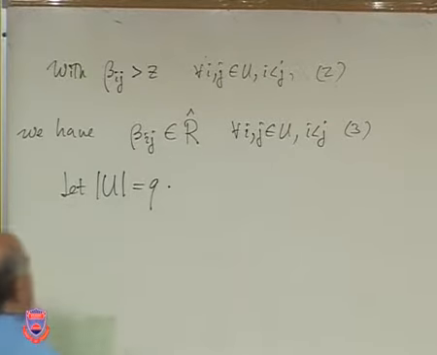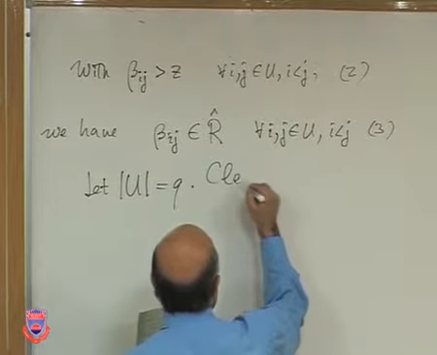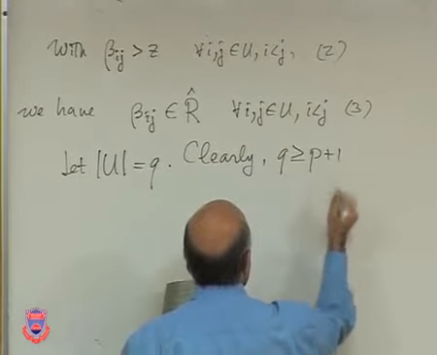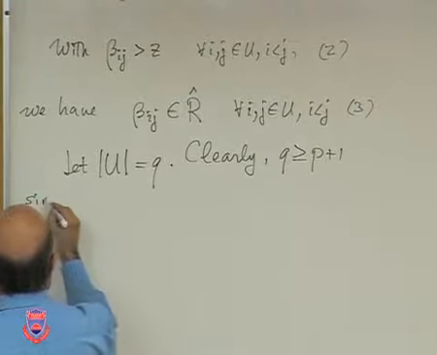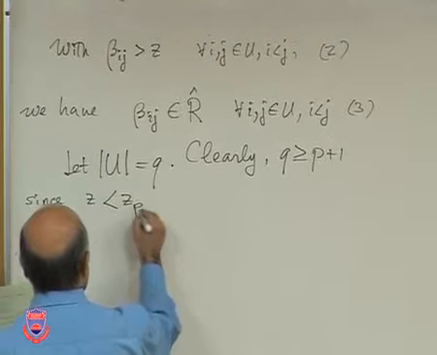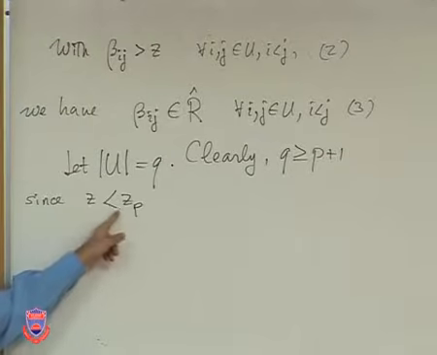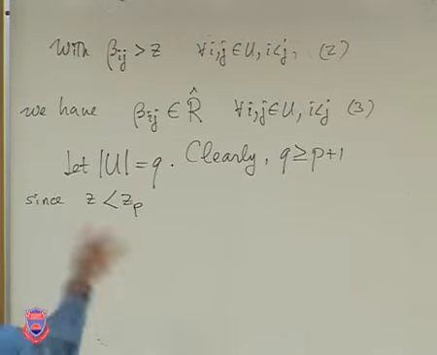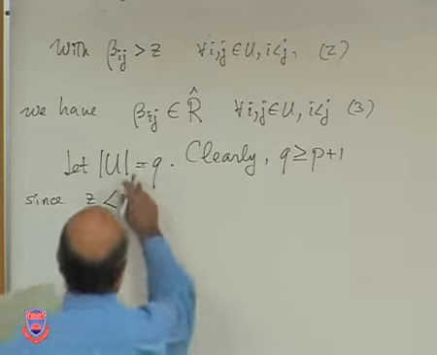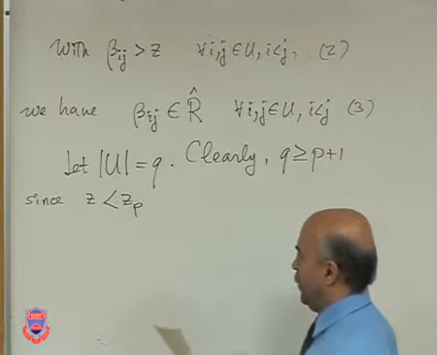So let the cardinality of the set U found by cover be Q. Clearly, this cardinality is greater than or equal to p plus 1. Why? Because the z value you picked is between Z prime p and Zp. So z is less than Zp, which implies you have to have at least one more point, which means you have to have at least one more vertex that supplies the point.